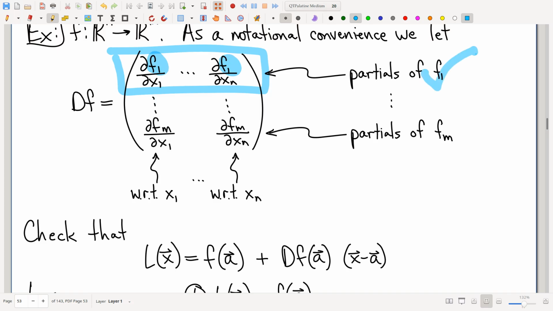All the partials in that row are partials of f1. In other words, the row corresponds to which output variable you're taking the partial derivative of. Okay, so columns correspond to input variables, rows correspond to output variables. And that's something you just have to remember.